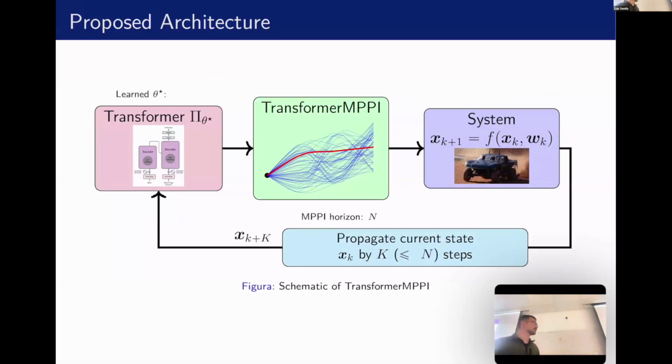So this is the proposed architecture. This is a typical feedback loop, so everyone is aware of this. But what we are doing is replacing it with a learned model, and that is used in the MPPI algorithm.